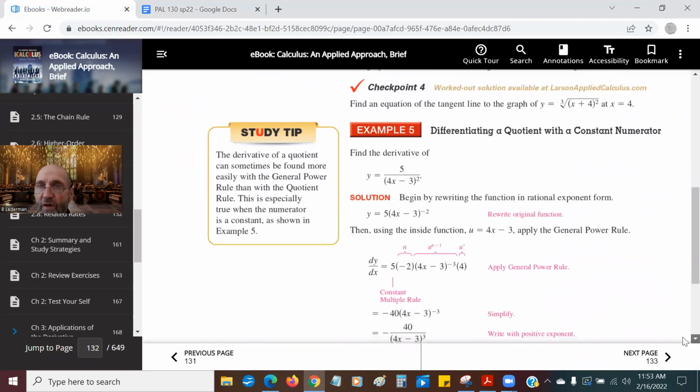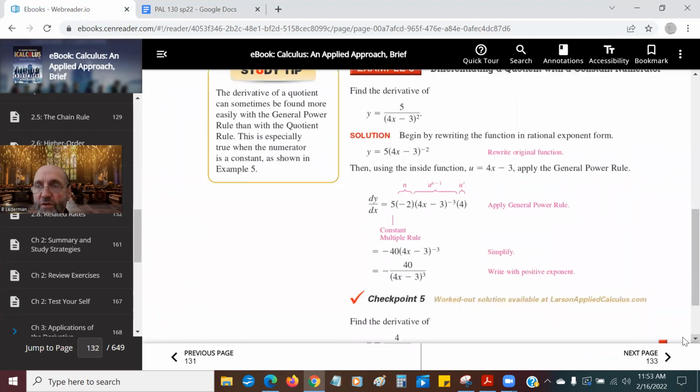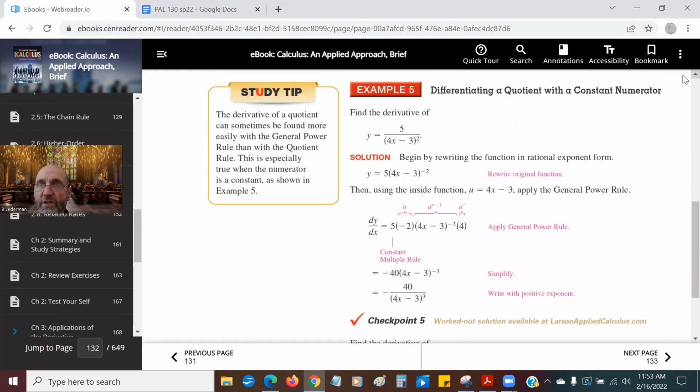Okay. Meanwhile, let's find this now. So first you want to look at the function and decide what's the inner and what's the outer. It looks like the inner is the 4x minus 3, and the outer is 5 over u squared, or in this case the outer is 5 times u to the negative 2 power, whichever way you want to say it.